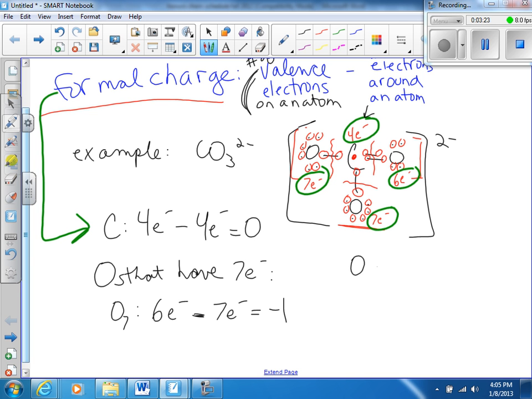Now the O, actually it's not plural, there's only one O that has 6 electrons around it. So that O has how many valence electrons? 6 valence electrons minus 6 electrons assigned to it. So that O has a formal charge of 0.